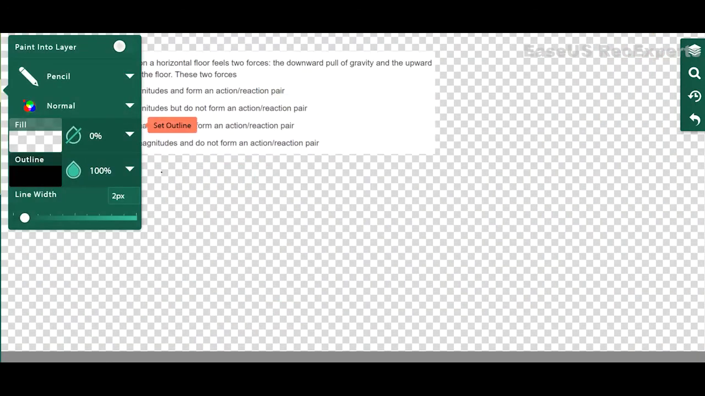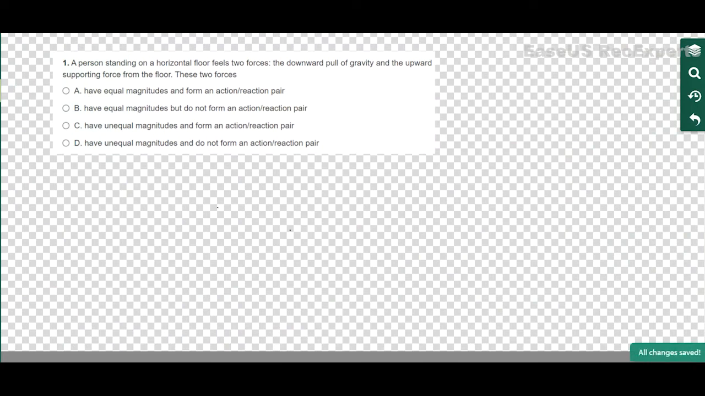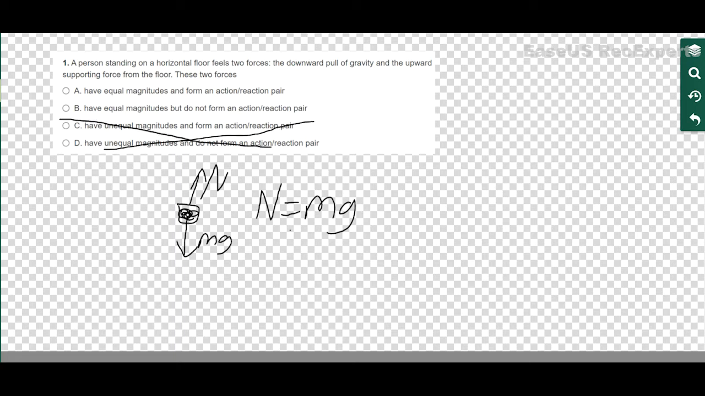A person standing on a horizontal floor feels 2 forces, the downward pull of gravity. Let's just draw this free body diagram: downward force of gravity, mg, and the upward supporting force from the floor, or in other words, the normal force. Because we are assuming that the person is standing still, in static equilibrium, the normal force is equal to mg, so he's not accelerating in either direction. There's no net force on him. So therefore we can cancel out C and D by that.